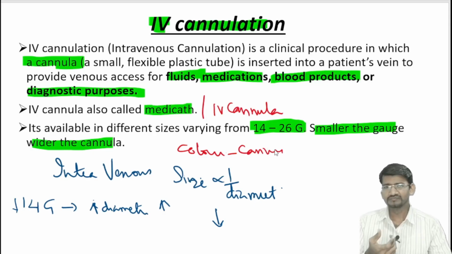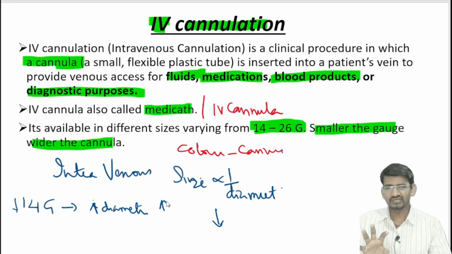Based on the age of the patient and the condition of the patient, we use different size cannulas, and the purpose is also considered when we are inserting a cannula or doing IV cannulation. When the patient requires rapid administration of fluids, medication, or a blood transfusion, a larger gauge or larger bore cannula is used.